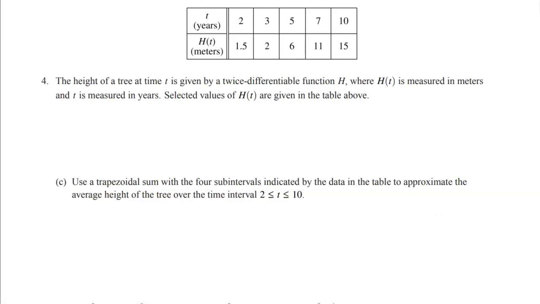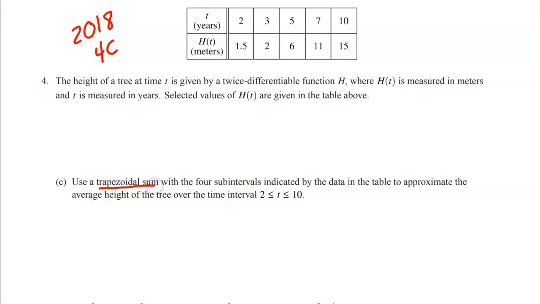All right, guys, this is our FRQ week 8 notes. We're going to be covering FRQ 2018, question number 4, letter C. We're going to be doing a trapezoidal sum with an average value. So the chart up here is giving us the height of a tree over a certain number of years.